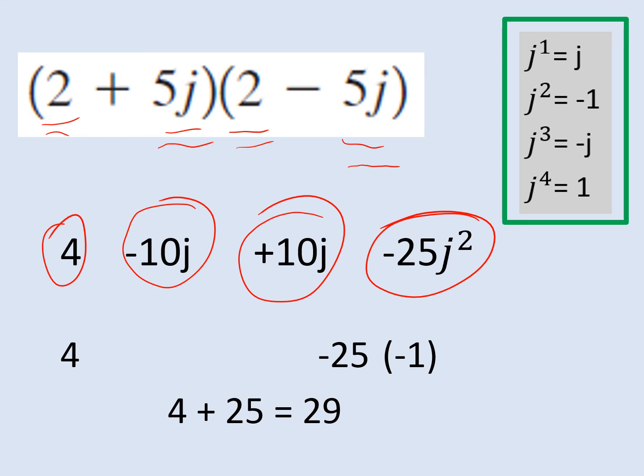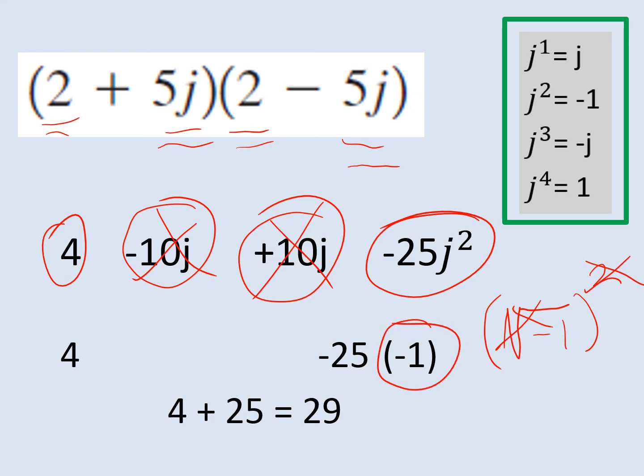Now, these terms will cancel because they're like terms. We have a positive 10j and a negative 10j. So what we're left with is 4 and negative 25j squared. Now, j squared is the square root of negative 1 squared, and we know that these terms will cancel, and we're left with negative 1.